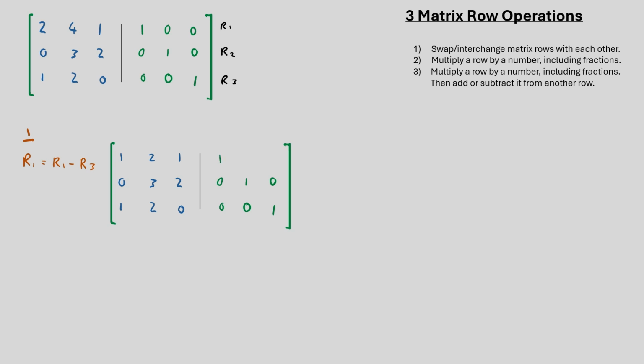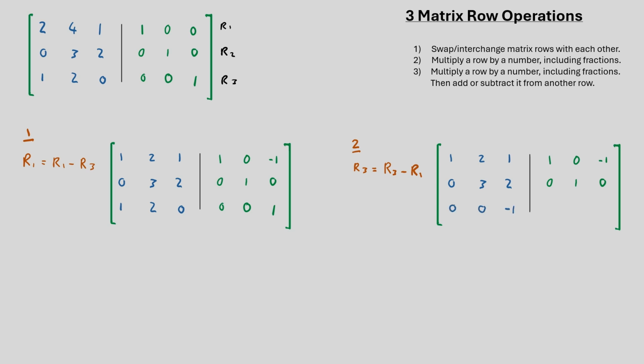And we remember to do the same row operation with the right matrix, where at this stage the only change is 0 minus 1 giving us negative 1. Now for our second row operation we can subtract row 1 from row 3. We can see that the subtractions done here give us a 0 in the lower left corner of the left matrix.